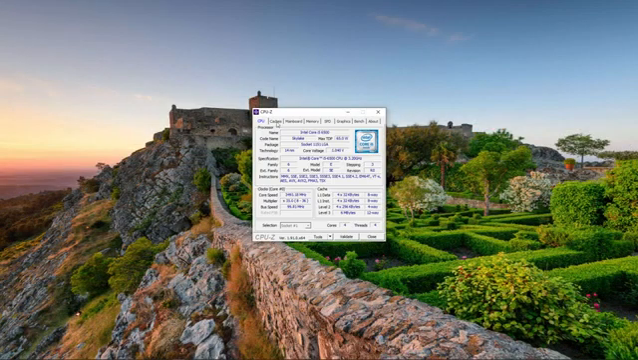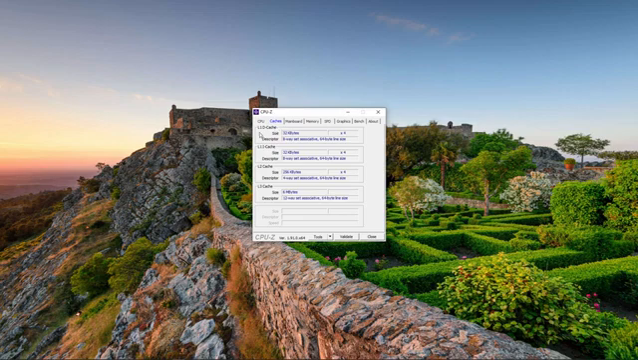If we take a look at the caches tab, I can see here I've got my level 1 data cache, my level 1 instruction cache, level 2 cache, and my shared level 3 cache. And you can see the capacities of each. We're looking at 32 kilobytes for the level 1 data cache and 32 kilobytes for the level 1 instruction cache.